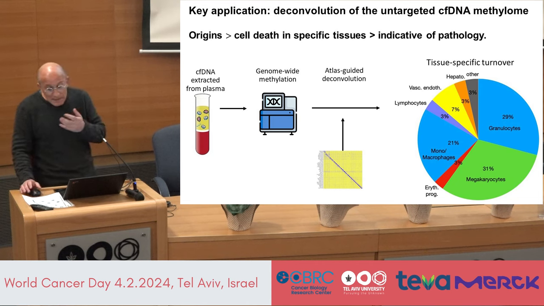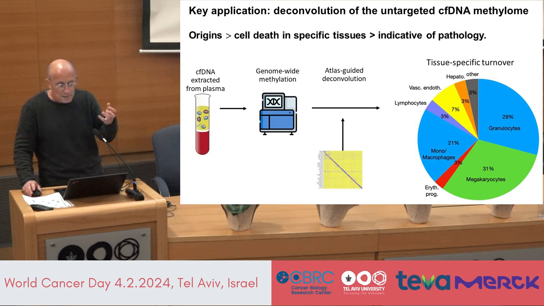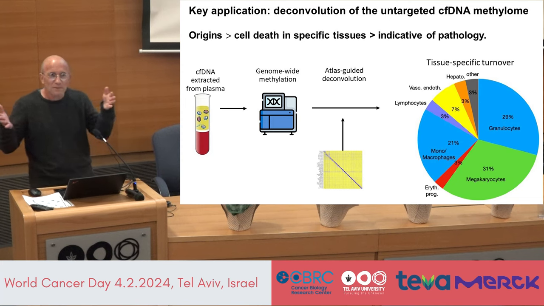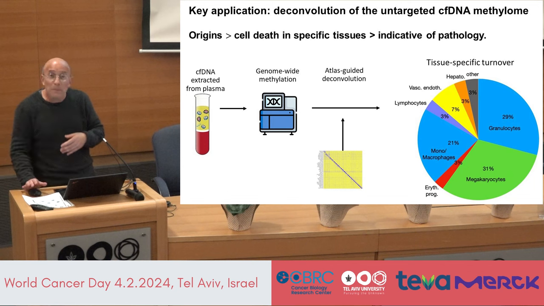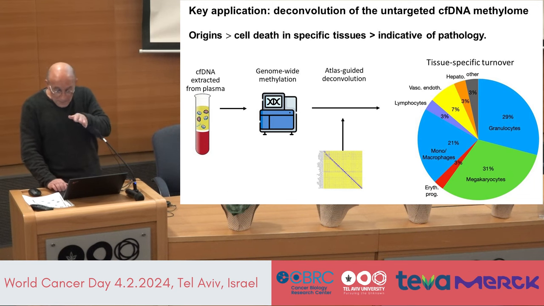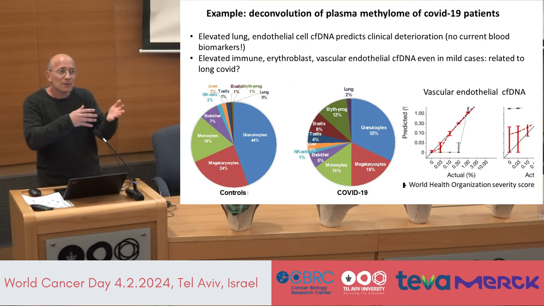And only two cell types we identified as coming from solid tissues and present normally in cell-free DNA: the vascular endothelial cells, which makes sense, they have nowhere to go, they fall to the blood, and hepatocytes as well. So this is the normal, and obviously now you can look at that.